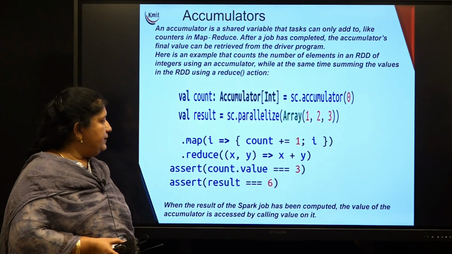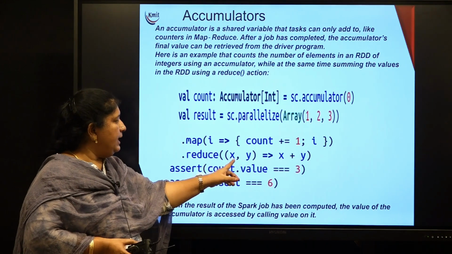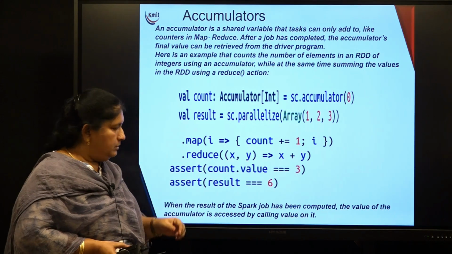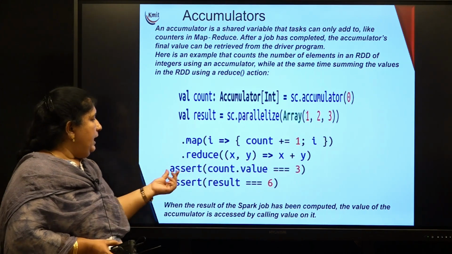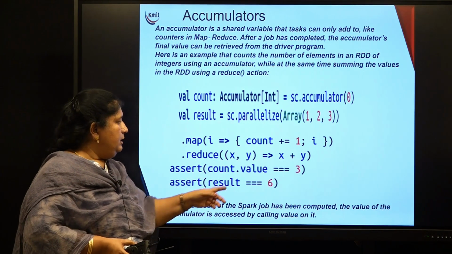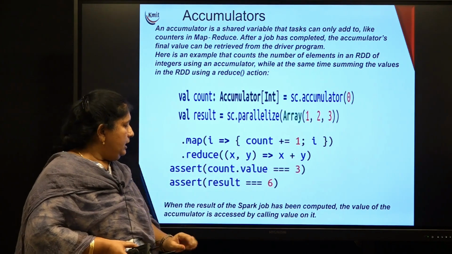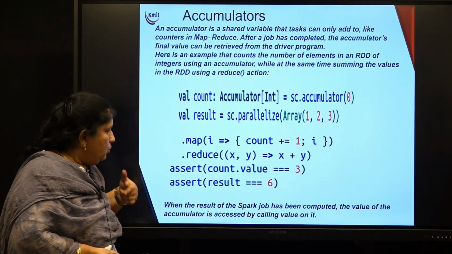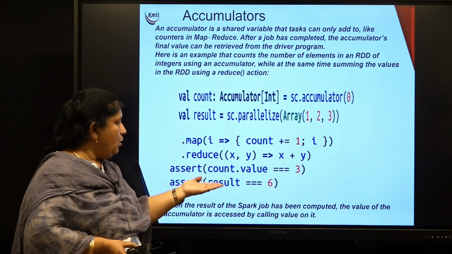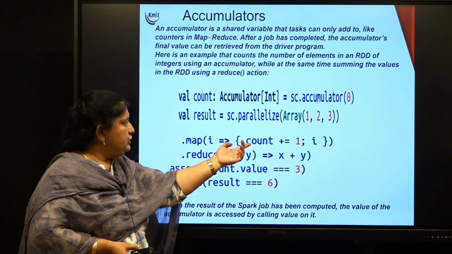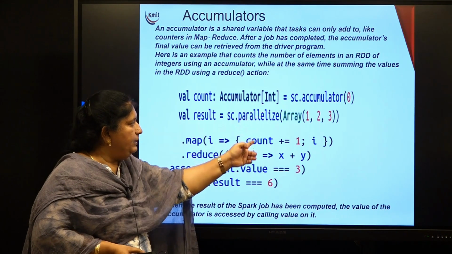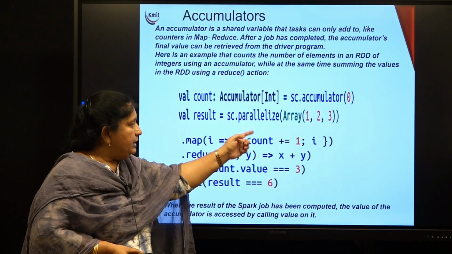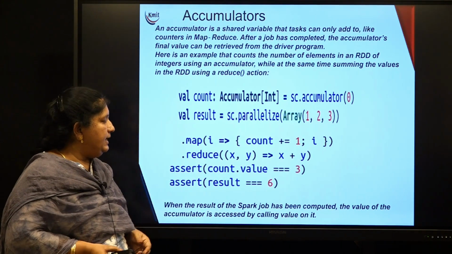And what is the reduce function doing? It takes both x and y, whatever values it receives, and sums them up: x + y. And what are we trying to ascertain here? The count value is equal to 3 and the final result is equal to 6. What is count value? What is result? Count, initially you started with the accumulator. What was the initial value for the accumulator? 0. So, you keep incrementing whenever you send an i value.